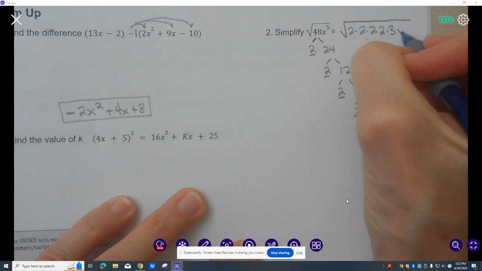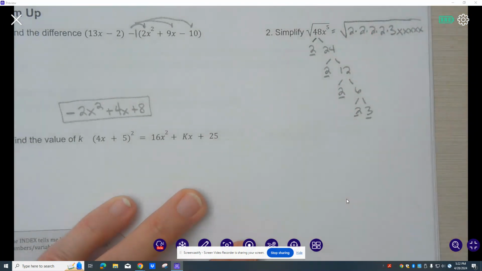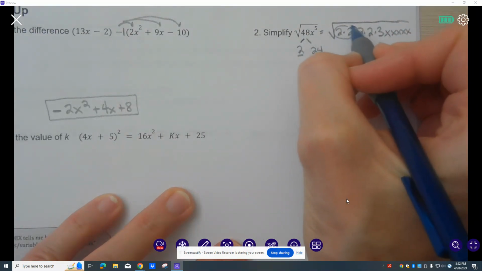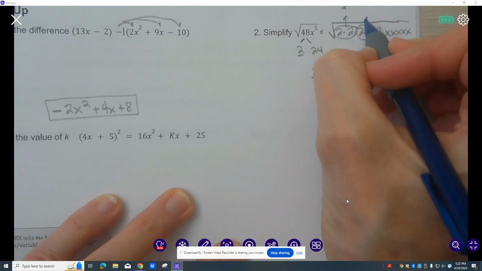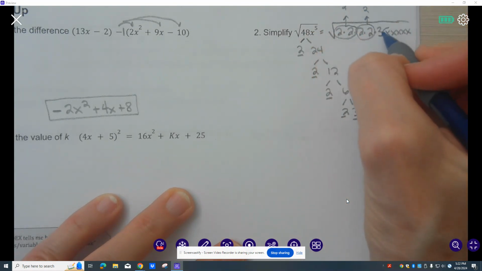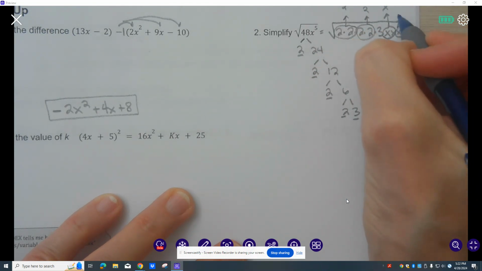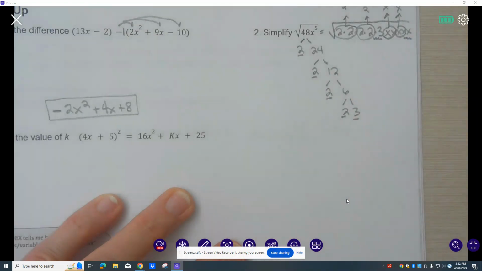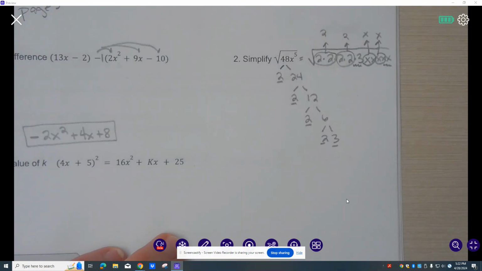Let's see if I can squeeze in 5 x's. 1, 2, 3, 4, 5. And then the index is 2, or that invisible index that you can't see. So I need groups of 2 to escape. And then I have 2 x's there, 2 x's there. So who's left? That 3 and that x. So make sure you're writing neatly so you can figure out who's left and who escaped.